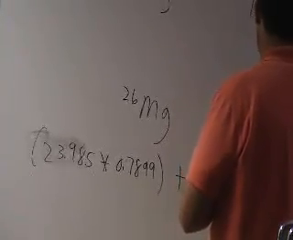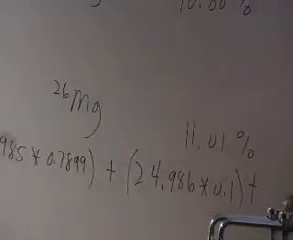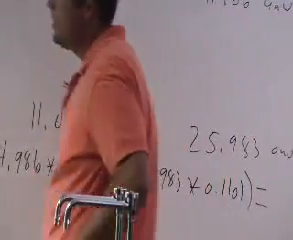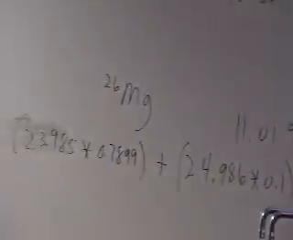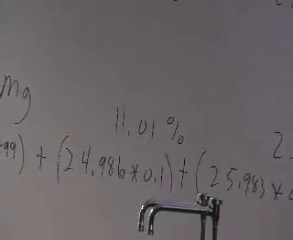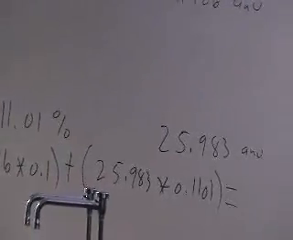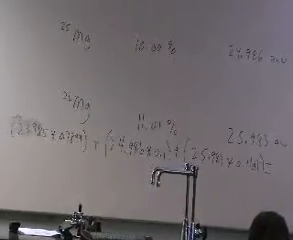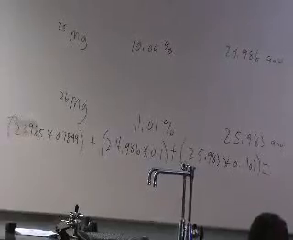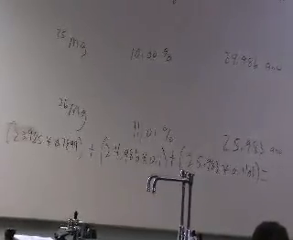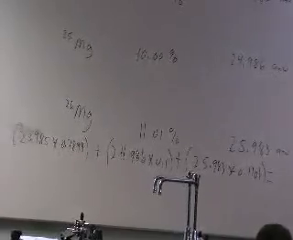All right, so here we go. 24.986 times 0.1, and then 25.983 times 0.1101. All right, somebody whip that out in your calculator and tell me what you're getting. Now remember, here we have multiplication and addition, so do not forget the parentheses or forget your order of operations. Multiplication has to be done first before you hit those plus buttons.